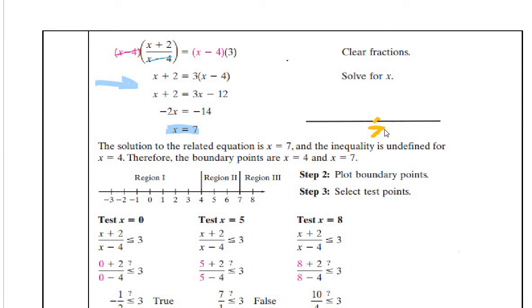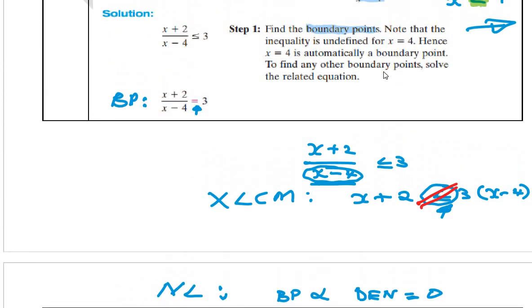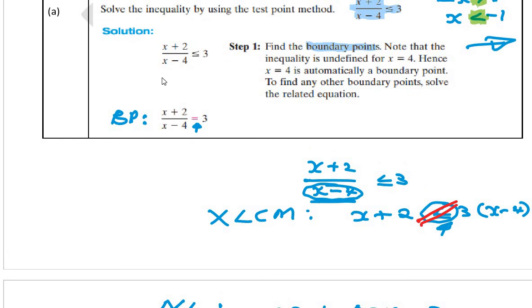Okay. Now, what you must remember now, when you indicate on your number line, the rule is the following. So on your number line, your rule is the boundary points come on the number line and the denominator equal to 0 comes on your number line. So if we go back a little bit here, we will see that the denominator equal to 0 gives us 4.